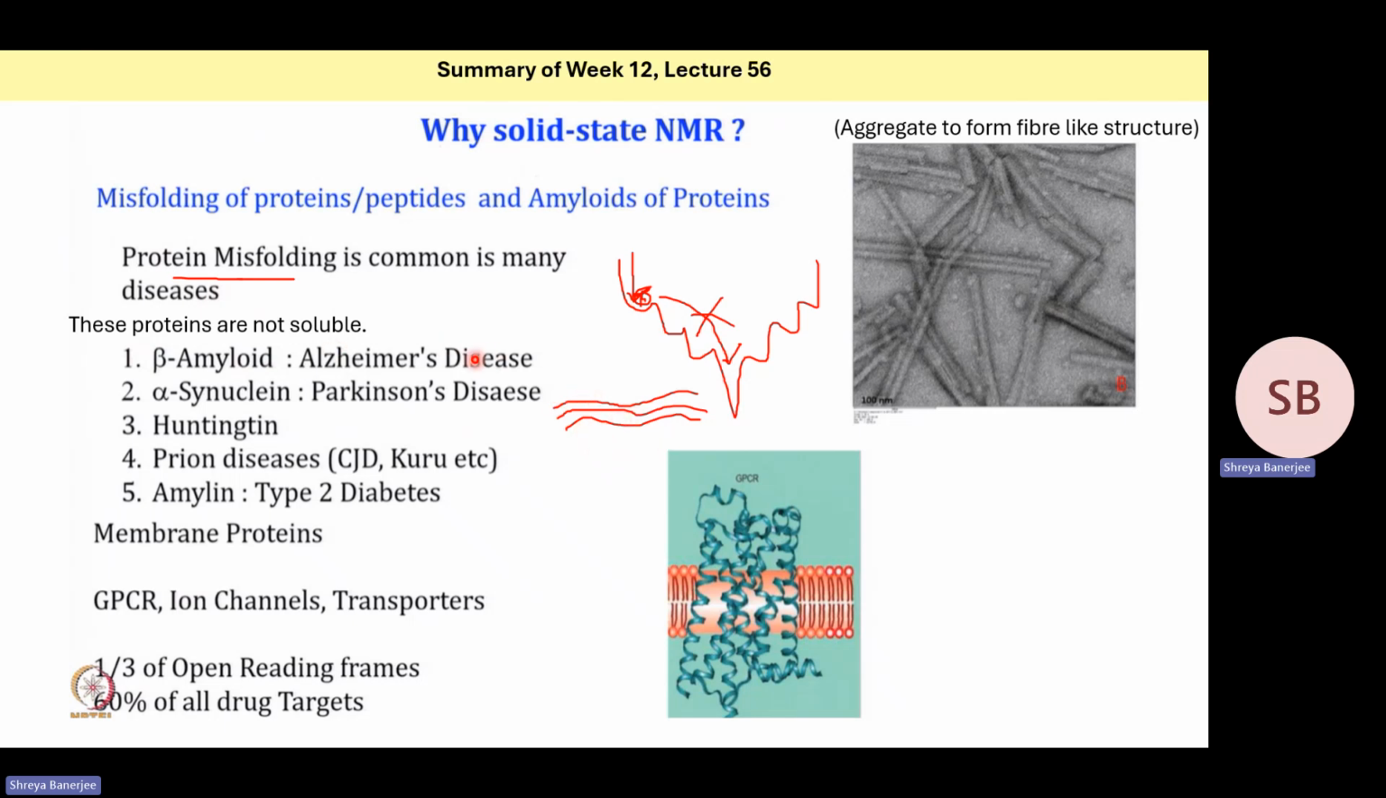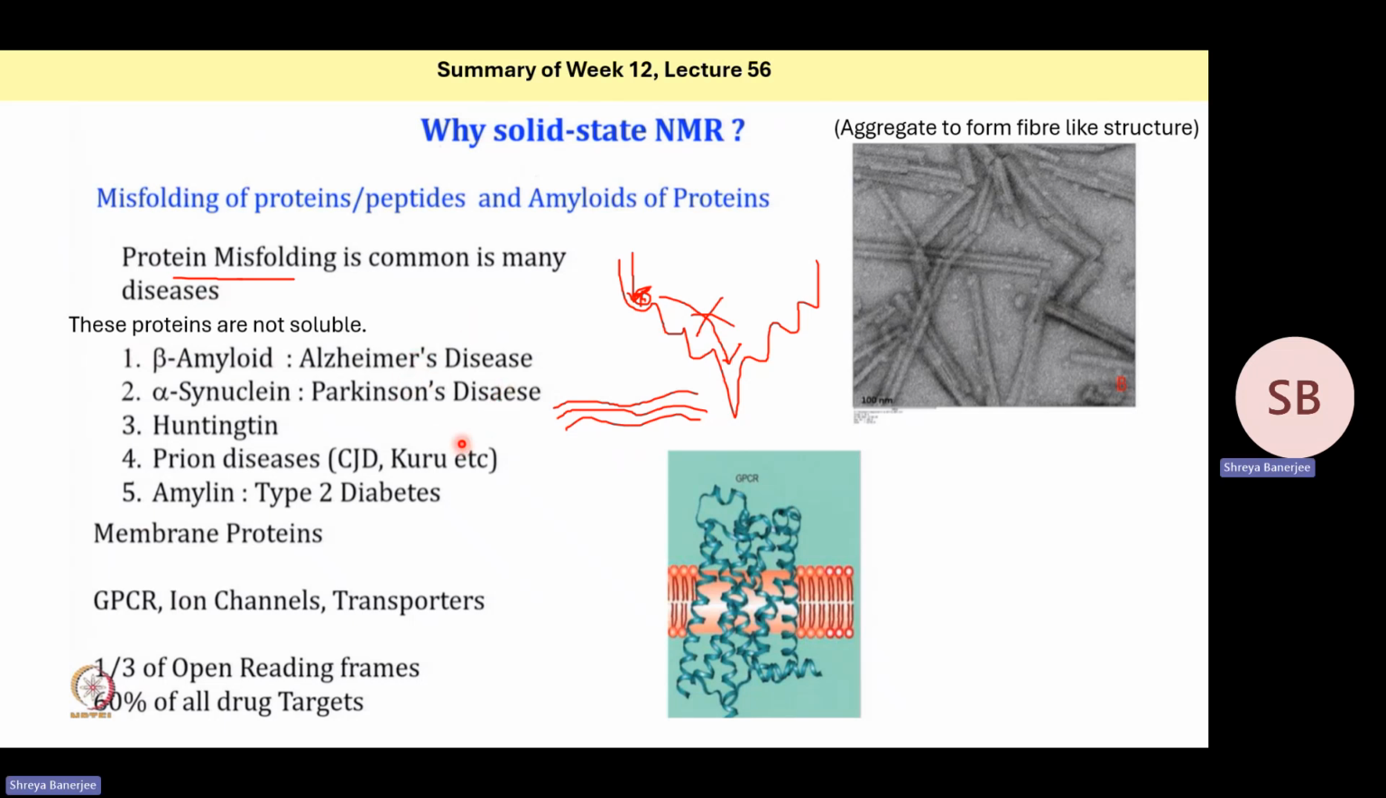These include Alzheimer's disease, which is caused by aggregation of the misfolded beta amyloid protein, Parkinson's disease, which is caused by misfolding of alpha synuclein protein, Huntington disease, prion diseases, and even type 2 diabetes, which is caused by misfolding and aggregation of the amylin protein. In order to study these proteins, as we already discussed, they are not soluble in any solvent. So in that case, solid state NMR is very important to study how these proteins are aggregating and find out the origin of these diseases in order to come up with a treatment strategy.